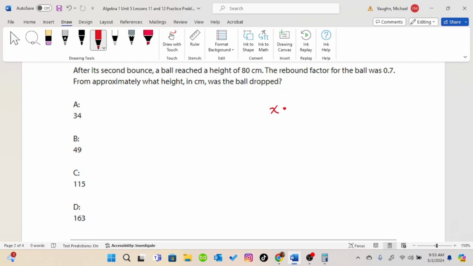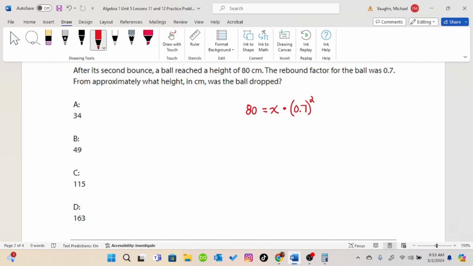We do know the growth factor. That's 0.7. And now we know we're talking about the second bounce, so we would make our exponent 2. They're telling us the height was 80 centimeters. So we would set up the function like this.